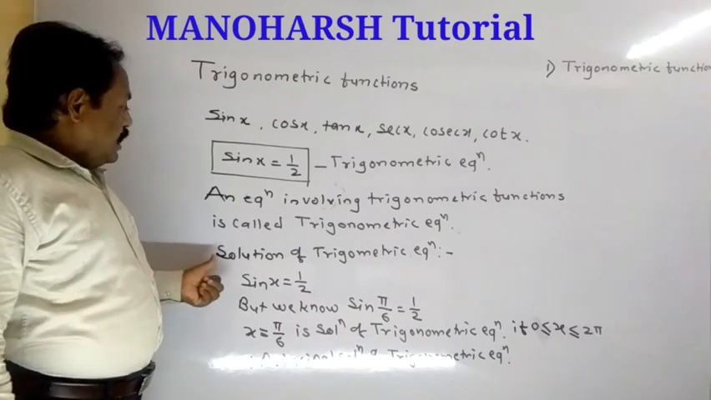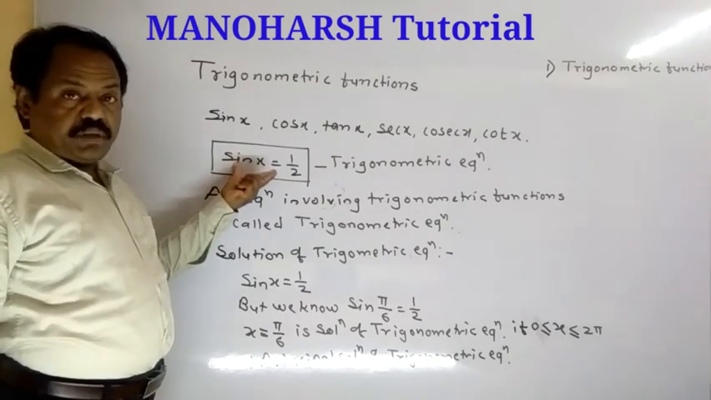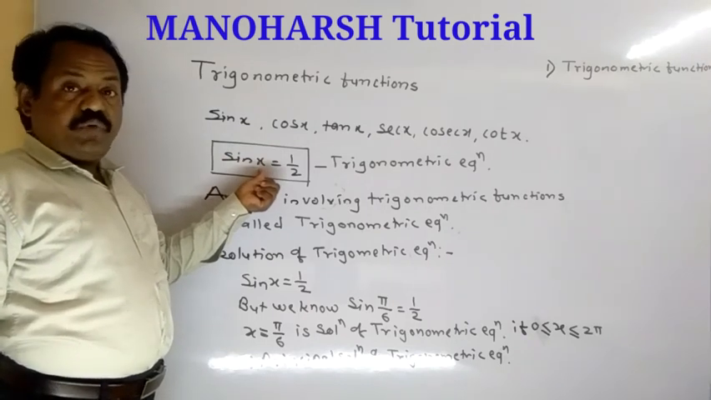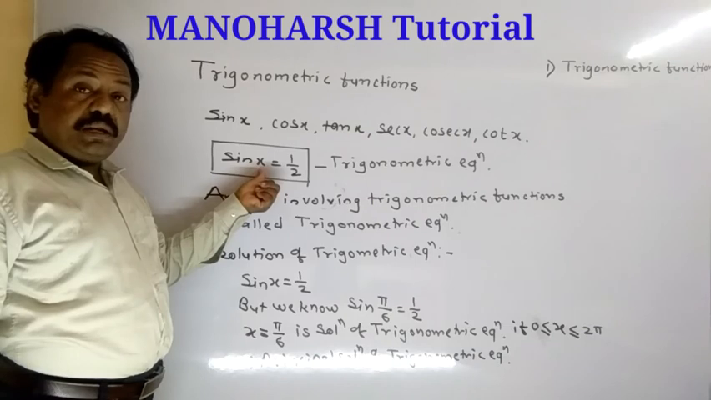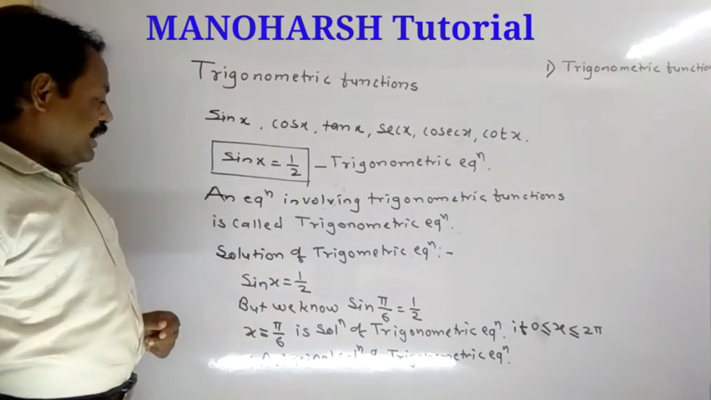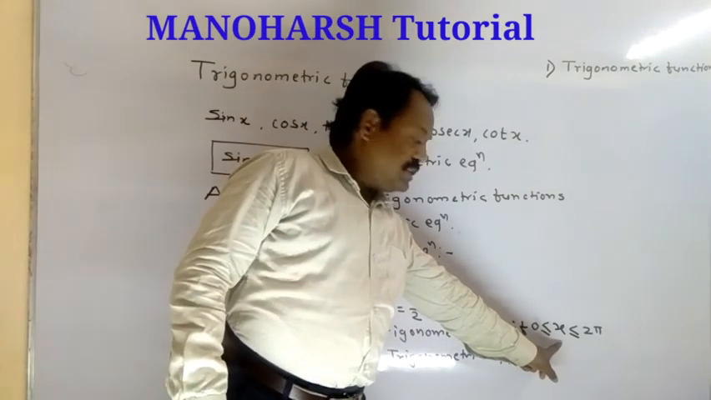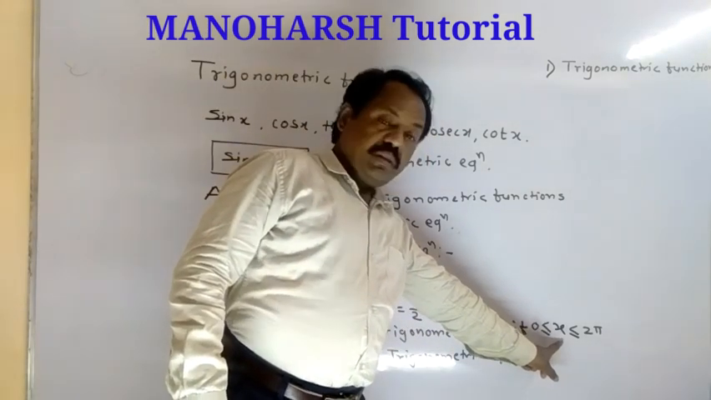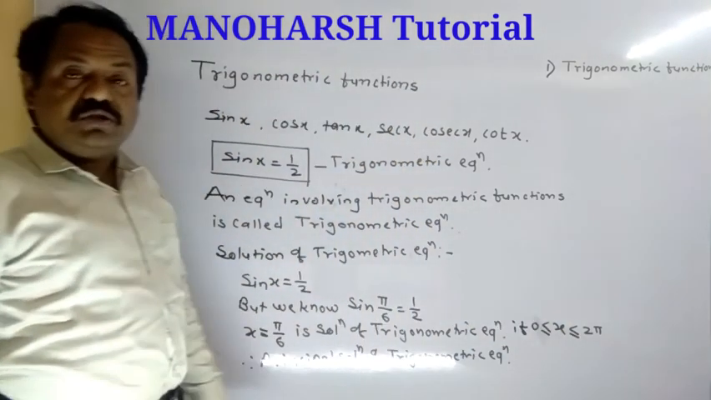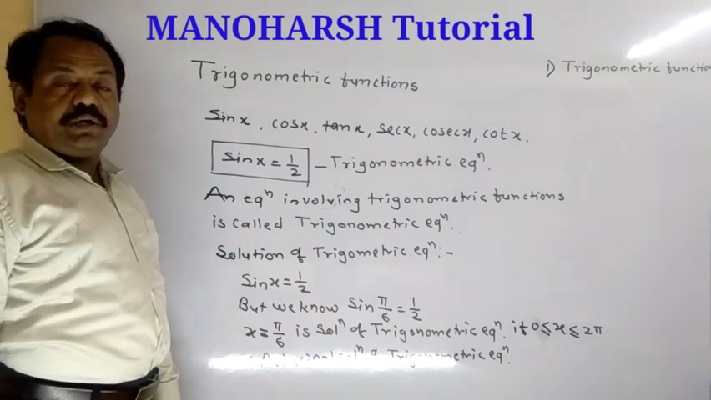Now solution of this trigonometric equation: here the variable used is x. So value of x in trigonometric equation is the solution of trigonometric equation, and if this x lies between 0 and 2 pi, then that solution is the principal solution of trigonometric equation.